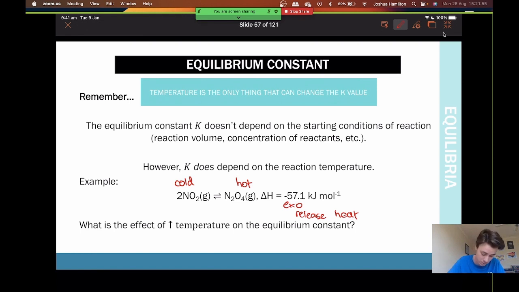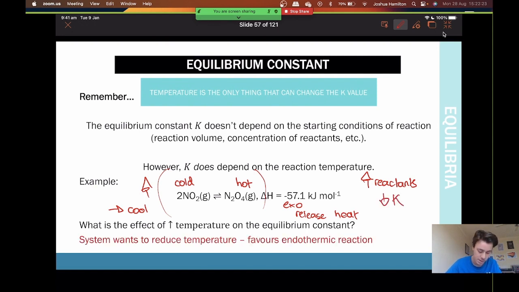Well, if I'm going to increase the temperature of the whole reaction, what am I going to want to do? I'm going to want to cool down. So to cool off, I'm going to go backwards. So I'm going to force this reaction backwards. By forcing this reaction backwards, what do I do? I increase my reactants. And increasing reactants will reduce K.